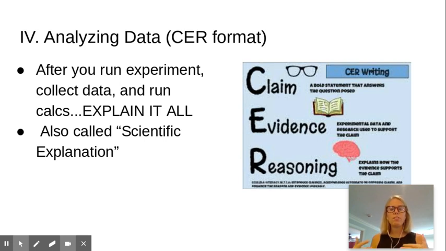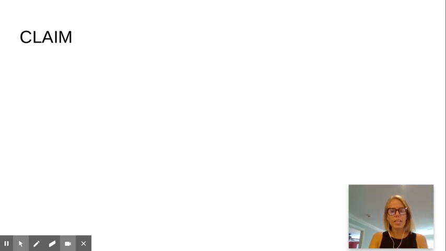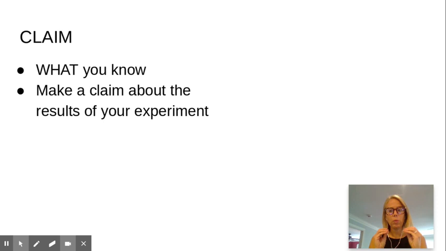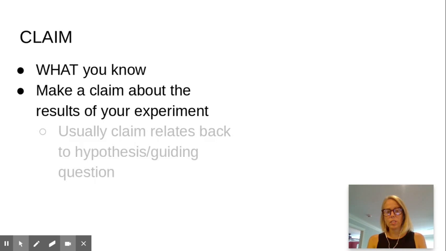If you were asked to write a scientific explanation for an experiment on the AP test, if they give you an experiment and say, explain this, that is your clue to use the CER format. The C stands for claim. A claim is what you know about your data, about your experiment. It's the what. We are making a statement about the results of our experiments.